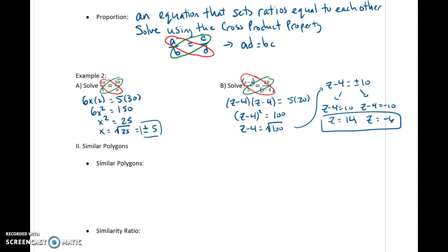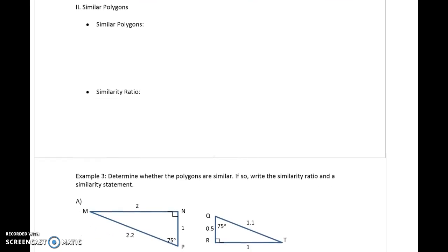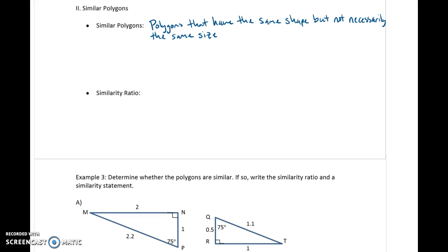So why do we spend so much time talking about ratios and proportions? Because when we talk about similar figures, they don't have to be congruent, but they will always be proportional. So proportions are going to basically replace congruence in some aspects when we talk about similar polygons. So let's define again what similar polygons are. Similar polygons are polygons that have the same shape but not necessarily the same size. If you remember dilations, that's when we talked about similarity.